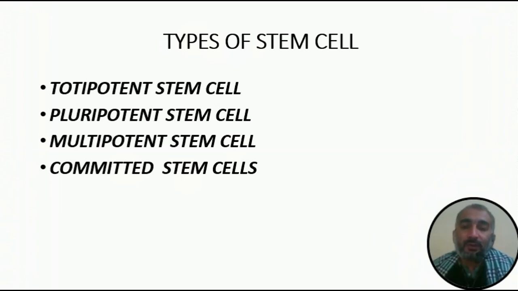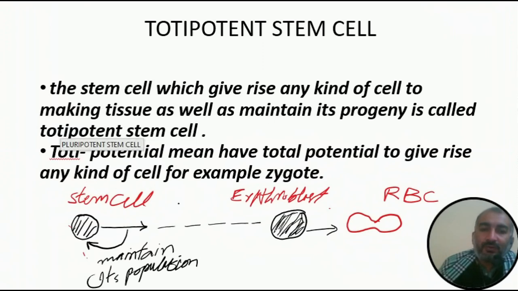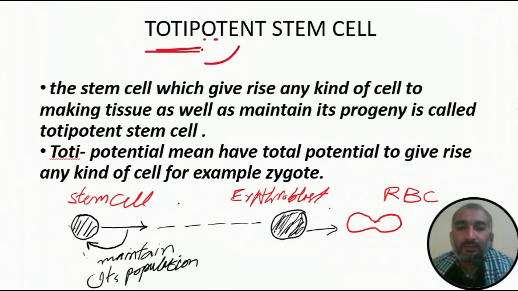How many types of stem cells are there? We have to remember just four types: totipotent stem cells, pluripotent stem cells, multipotent stem cells, and committed stem cells. We will go one by one in the next slides, so we don't have to worry about that. What are totipotent stem cells? Toti means total potential. So stem cells which have total potential to give rise to any kind of cell are called totipotent stem cells. While giving rise to any kind of cell, it maintains its progeny. Totipotent means having total potential. That's very important to remember.